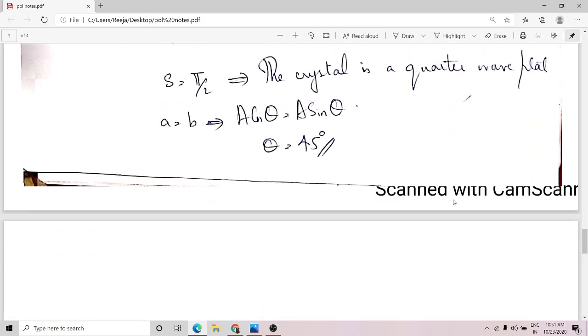We saw that for both circular and elliptically polarized light, the phase difference must be pi by 2. Now, what kind of crystal will produce a phase difference of pi by 2? In one of our previous sessions, we have seen that a crystal whose thickness is such that it can produce a path difference of lambda by 4 or a phase difference of pi by 2 is called a quarter wave plate. So, to produce a phase difference of pi by 2, you must use a quarter wave plate.